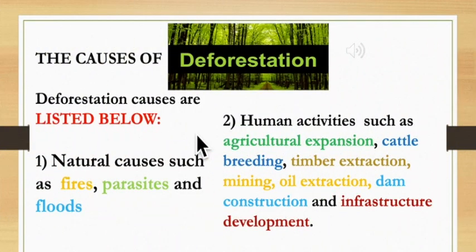So students, let's discuss the causes of deforestation. Deforestation has some causes which are listed below. Sometimes because of natural causes and sometimes because of human activities. Natural causes include sometimes fire, parasites, and floods, and human activities include agricultural expansion, cattle breeding, mining, oil extraction, dam construction, and infrastructure development. So these are all the causes of deforestation.